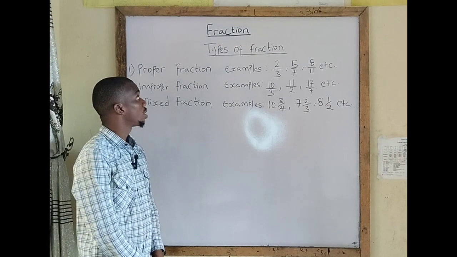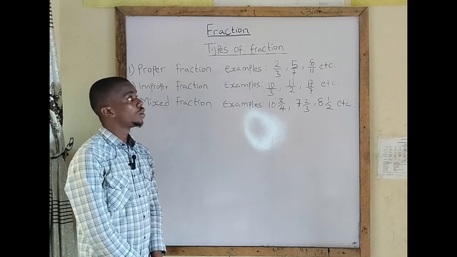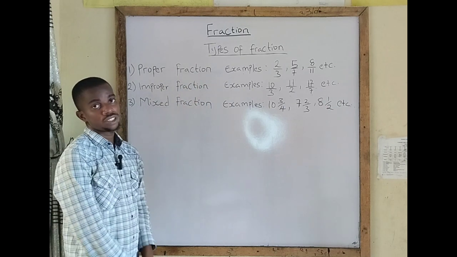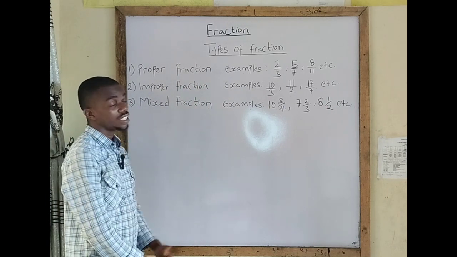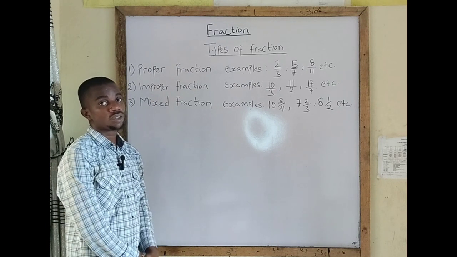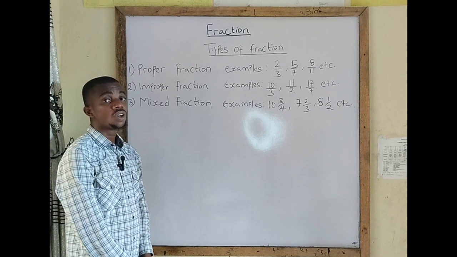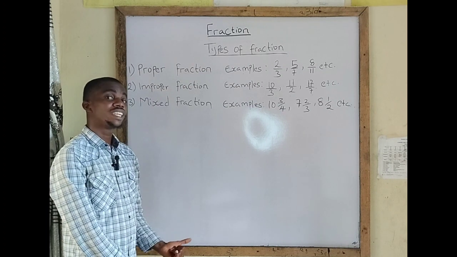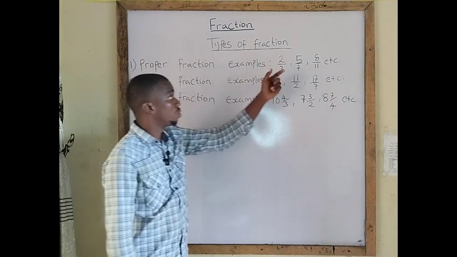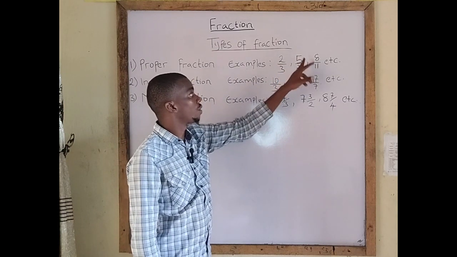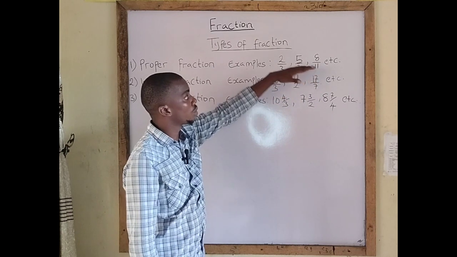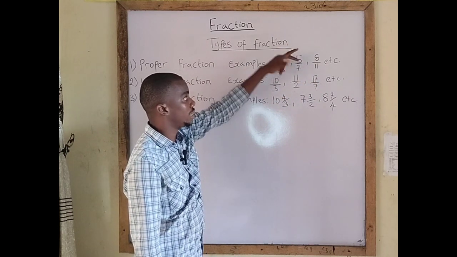The next thing we are going to consider is types of fraction. The first type is the proper fraction. A proper fraction is a type of fraction that has its numerator smaller than the denominator. In other words, the denominator of a proper fraction is bigger than the numerator. For example, we have here on the board 2 all over 3, 5 all over 7, 8 all over 11, etc. You can see the numerators of all of these fractions are smaller than the denominators.